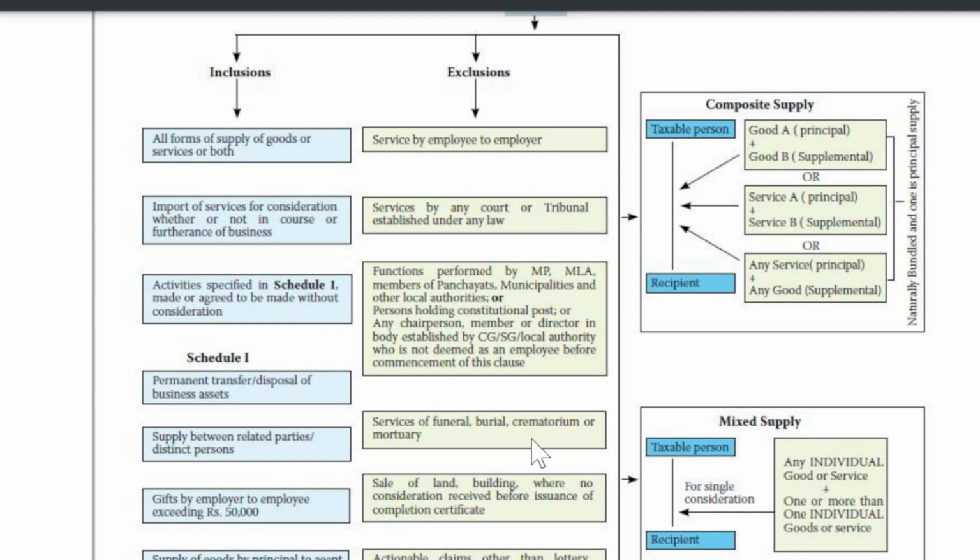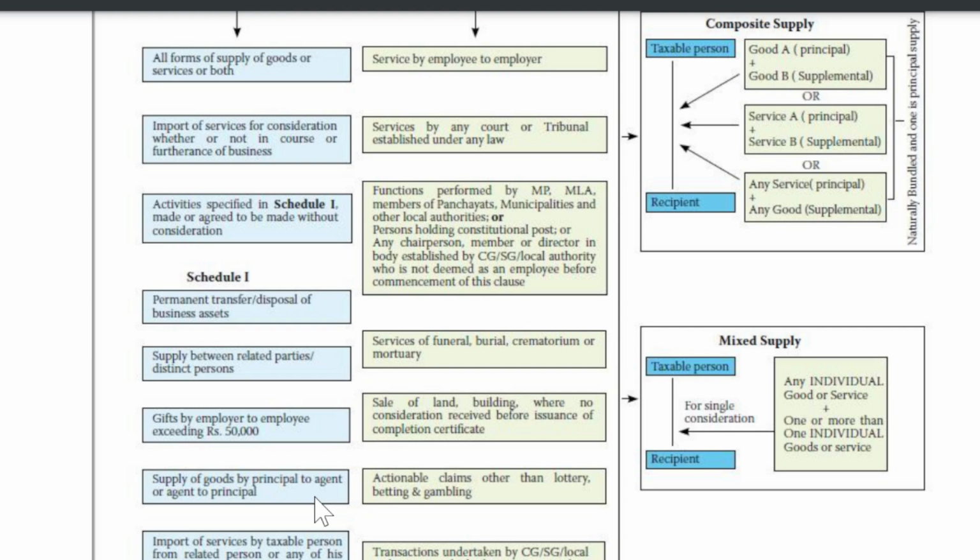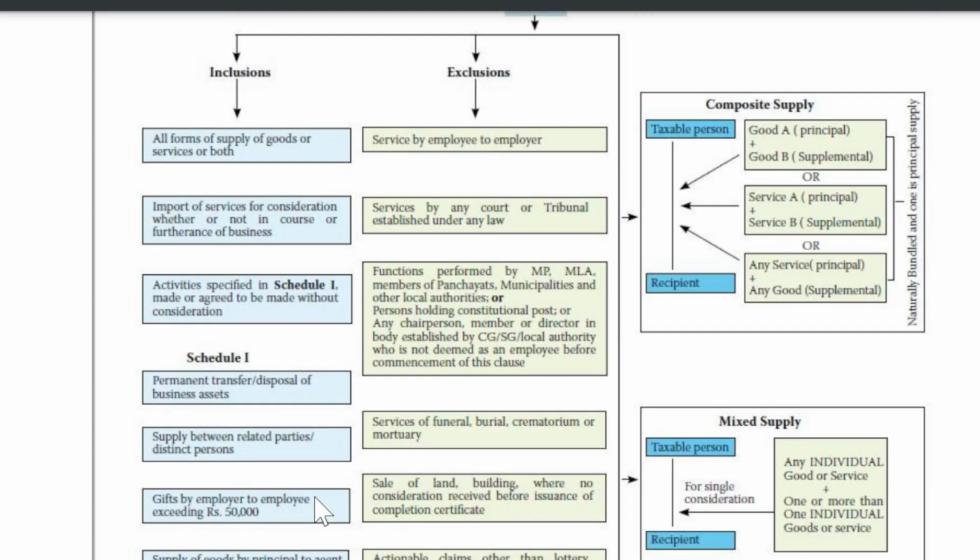The next one is gifts made by employer to employee when the gift value is more than 50,000 rupees. If you are gifting anything to the employee and its value is less than 50,000, then it is not a supply. It will not come under the inclusion. If it's more than 50,000, then it will be considered a supply under GST. Supply of goods by the principal to agent or agent to principal: if any goods are supplied between the principal and agent, or agent and principal, it is covered under Schedule 1.